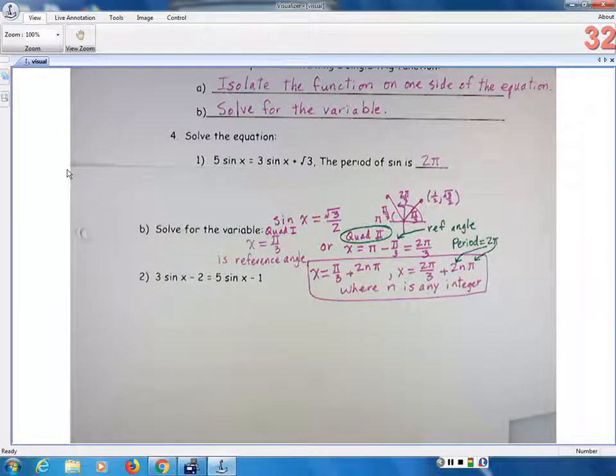So when we do it with tangent, the period's pi, and we'll be using n pi instead of 2n pi. Okay? Any other questions?